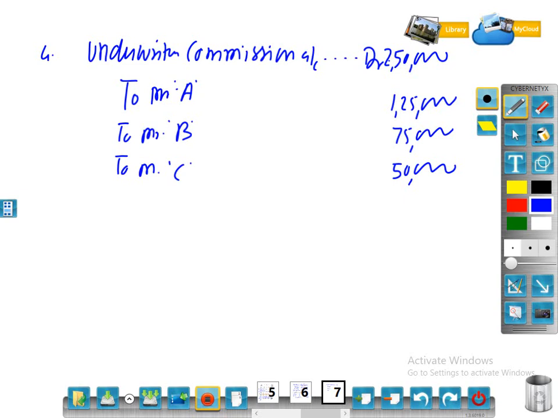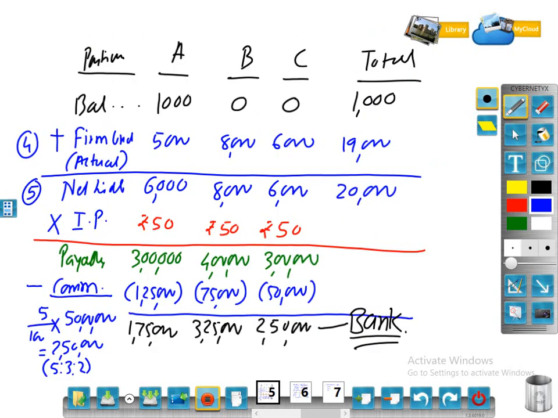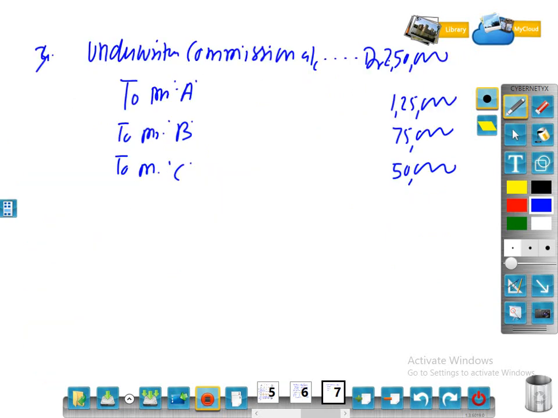Okay, third entry. Now the fourth and final entry is for settlement. Settlement means how much we have to receive and how much we have to pay. So we have to receive from Mr. A 1 lakh 75,000, from Mr. B 3 lakh 25,000 and from Mr. C 2 lakh 50,000.